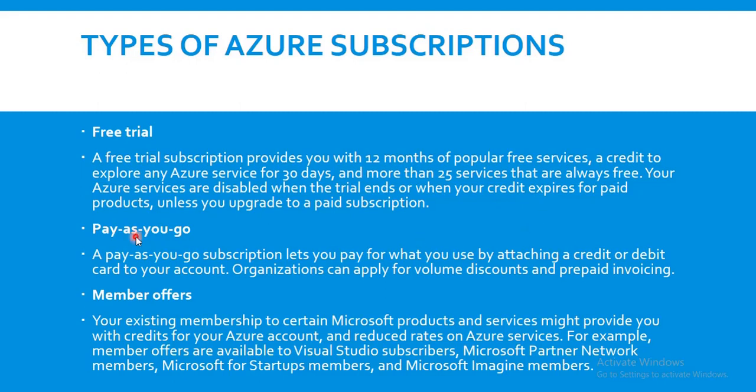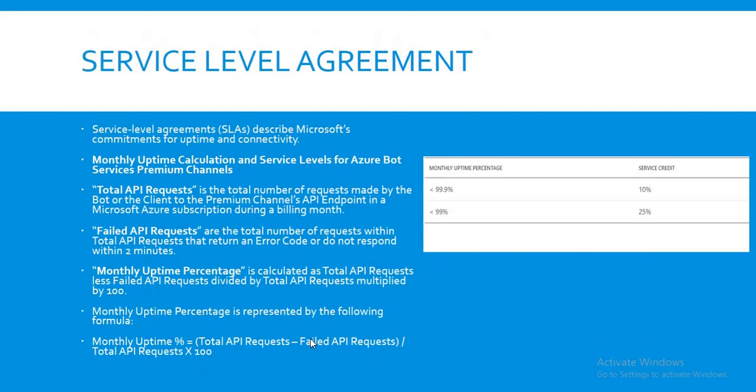The second one is pay as you go. Whatever resources you add and consume will be charged. Then member offers: if you are part of any of the memberships which Microsoft is providing, there will be some discounts associated, like Microsoft partner networks, Visual Studio subscribers, or holding an MSDN license, and so on.